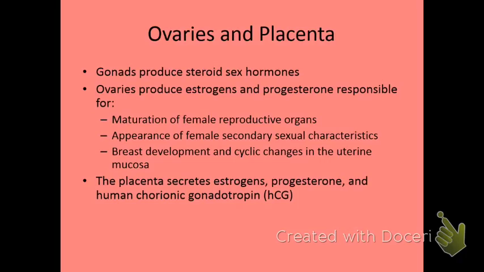The placenta secretes estrogen and progesterone and human chorionic gonadotropin, HCG, and that's the hormone that we detect on our pregnancy tests.